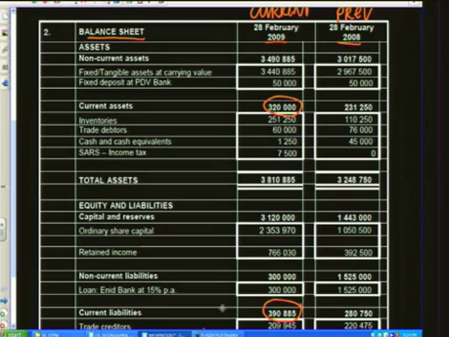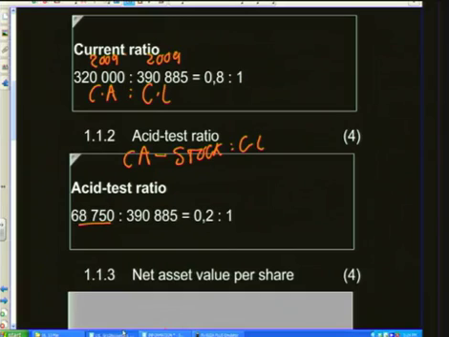Okay, that's fine, guys. Let me just show you the calculation. 320,000, my total current assets, and remember, I need to subtract inventory. My inventory amount, 251,250. So that gives me the first part of my calculation, an amount of 68,750. This is being compared to my current liability, which obviously remains the same, 390,885. And if I calculate the ratio, I'm getting a ratio of 0.2 is to 1.